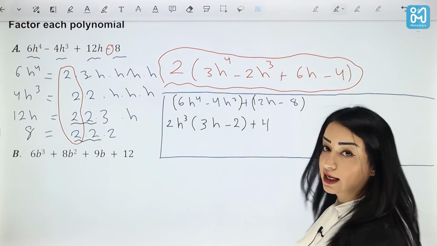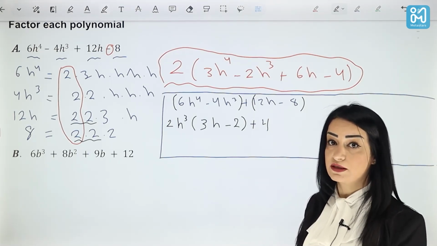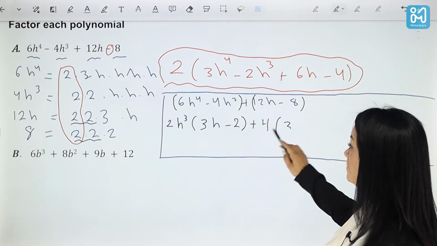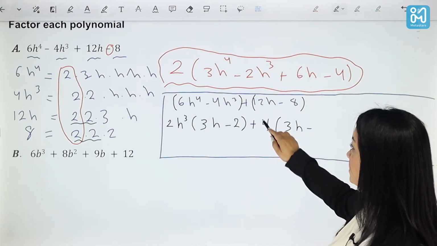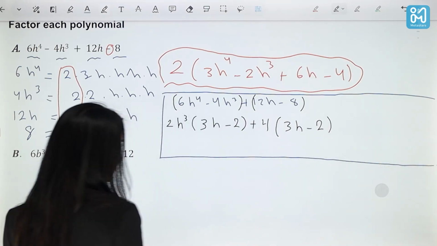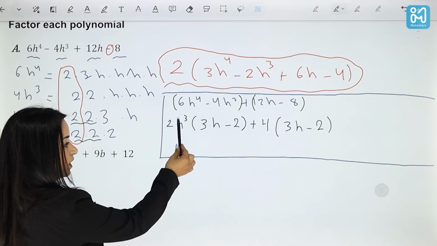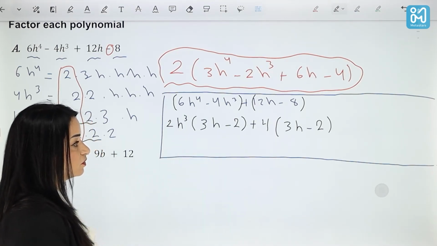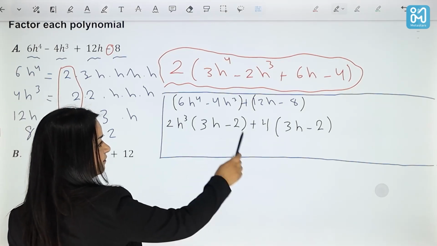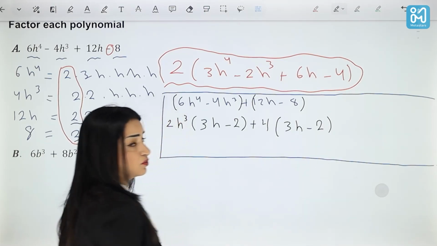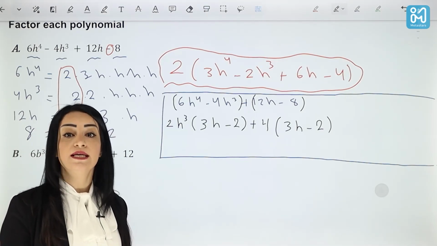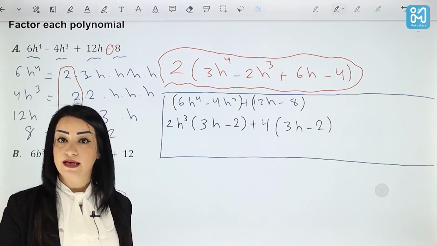Here I have h, here I don't have any h, so can I take it out as a common factor? Of course not. So what do I have left here? 4 times 3 is equal to 12, then h is the same, minus 4 times 2 is equal to 8. So what can I realize here? I got 2h cubic times 3h minus 2, plus 4 times 3h minus 2. So here I have 3h minus 2 and 3h minus 2, it's the same. So as in previous examples, I can take this binomial out as a common factor.